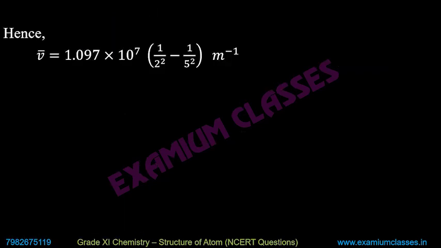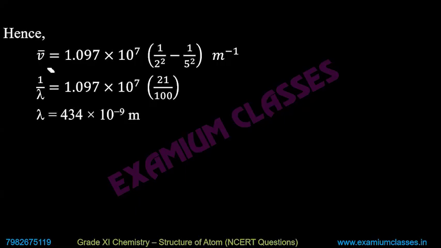Okay. So now you have n1 and n2. Here, remember, in case of this wave number, n1 is always less than n2 because we have to have wave number as positive. Number cannot be negative, it has to be positive. So from here, we get the wavelength, 434 nanometer.